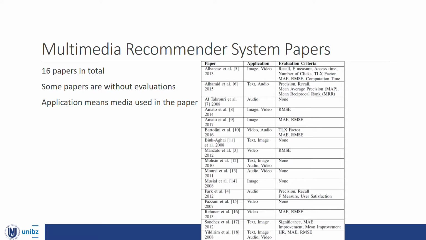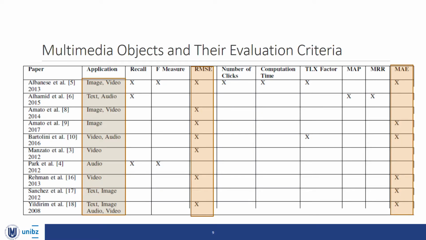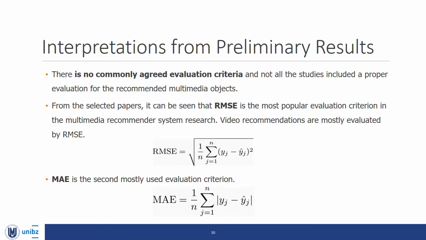In order to take a closer look at this table, we select the papers with the evaluations. On the left-hand side, those are the media objects, like image or video. On the right-hand side, basically, those are different evaluation criteria. I marked two of the most popularly used evaluation criteria, which are RMSE and MAE. One of the interpretations from our result is there's no commonly agreed evaluation criteria to evaluate multimedia recommender systems, and some of the papers don't even have a proper evaluation.